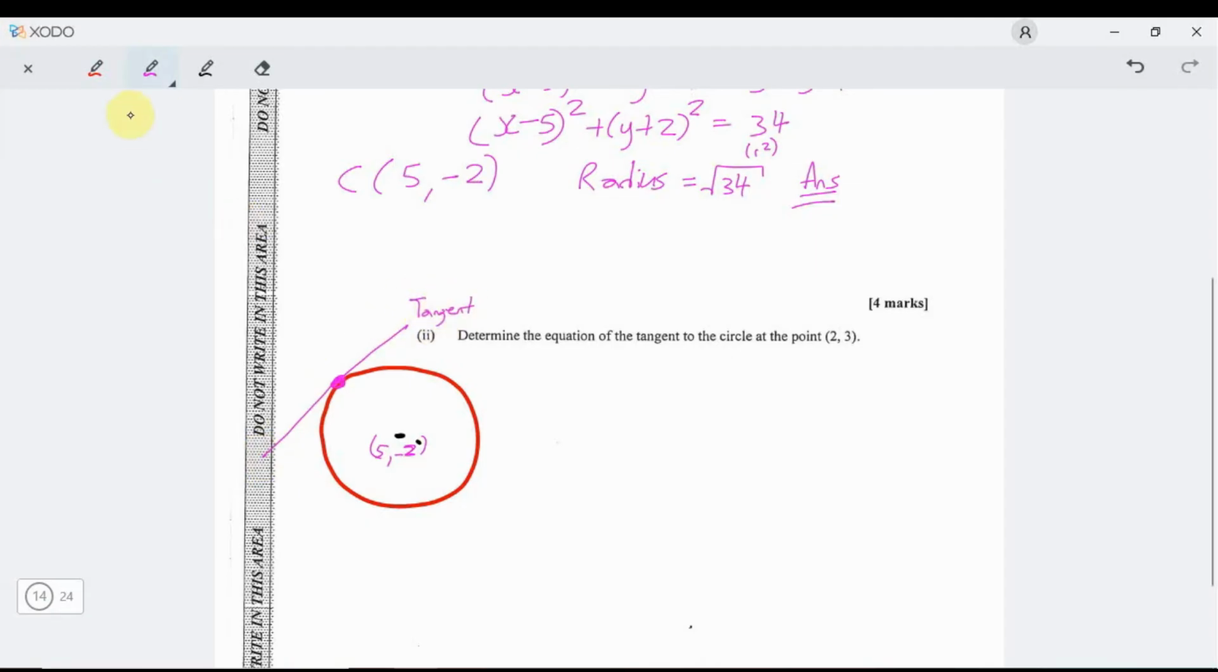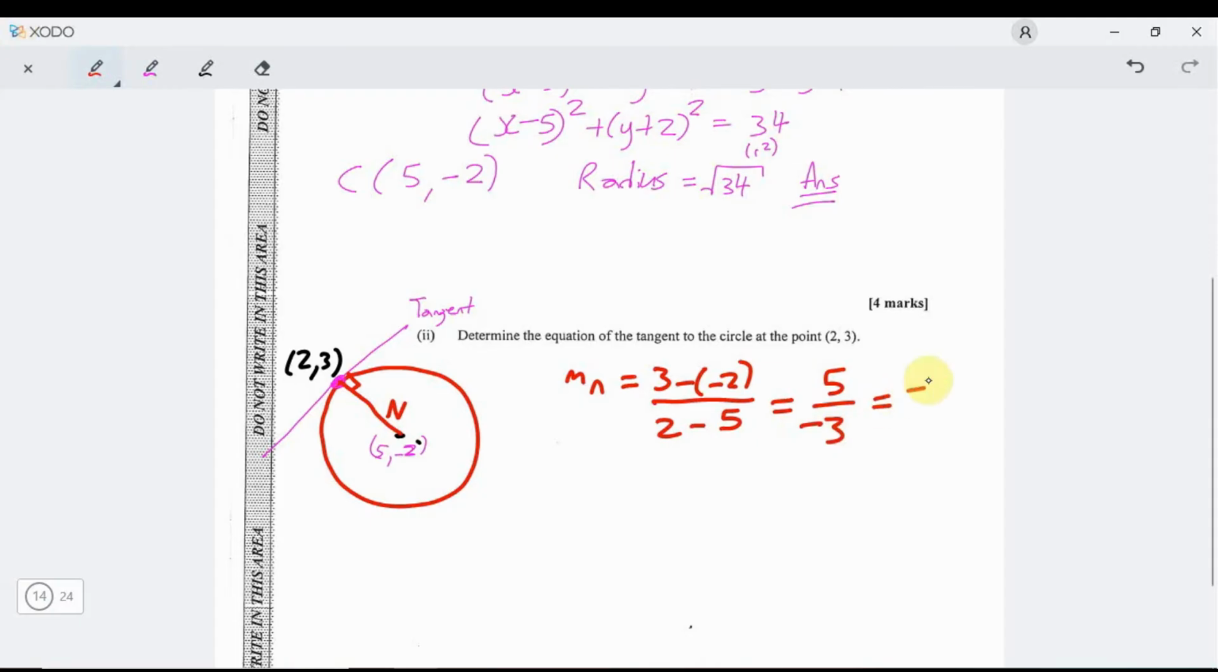Now, first thing, to find the equation of the tangent, we need the gradient of the tangent. But to find the gradient of the tangent, we first have to find the gradient of the normal, and then the tangent is perpendicular to the normal. So the gradient of the normal is y2 minus y1 over x2 minus x1. So 3 minus negative 2 over 2 minus 5, that is positive 5 over negative 3. So the gradient of the normal is minus 5 over 3. Now the gradient of the tangent is negative 1 over the gradient of the normal. So it's a negative reciprocal, so it becomes 3 over 5.